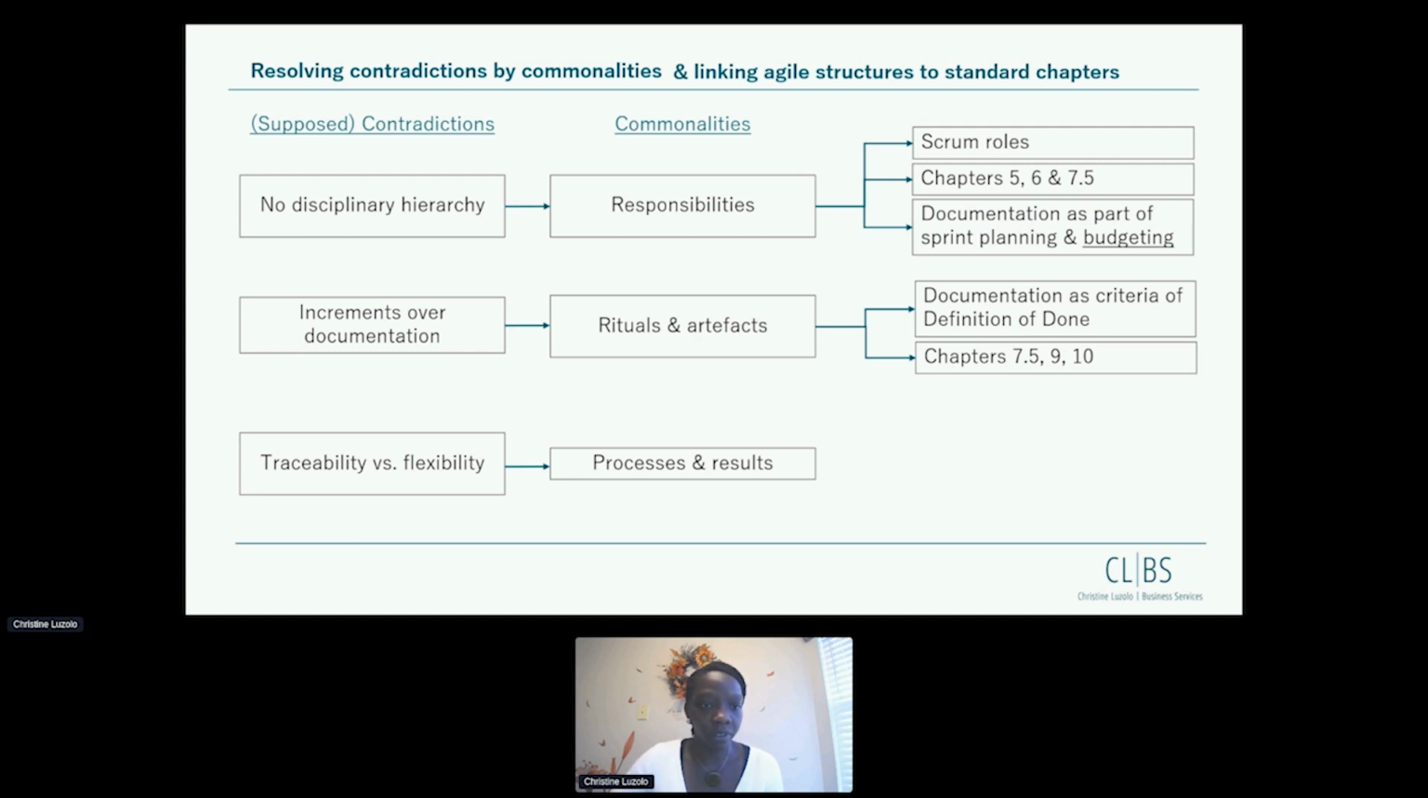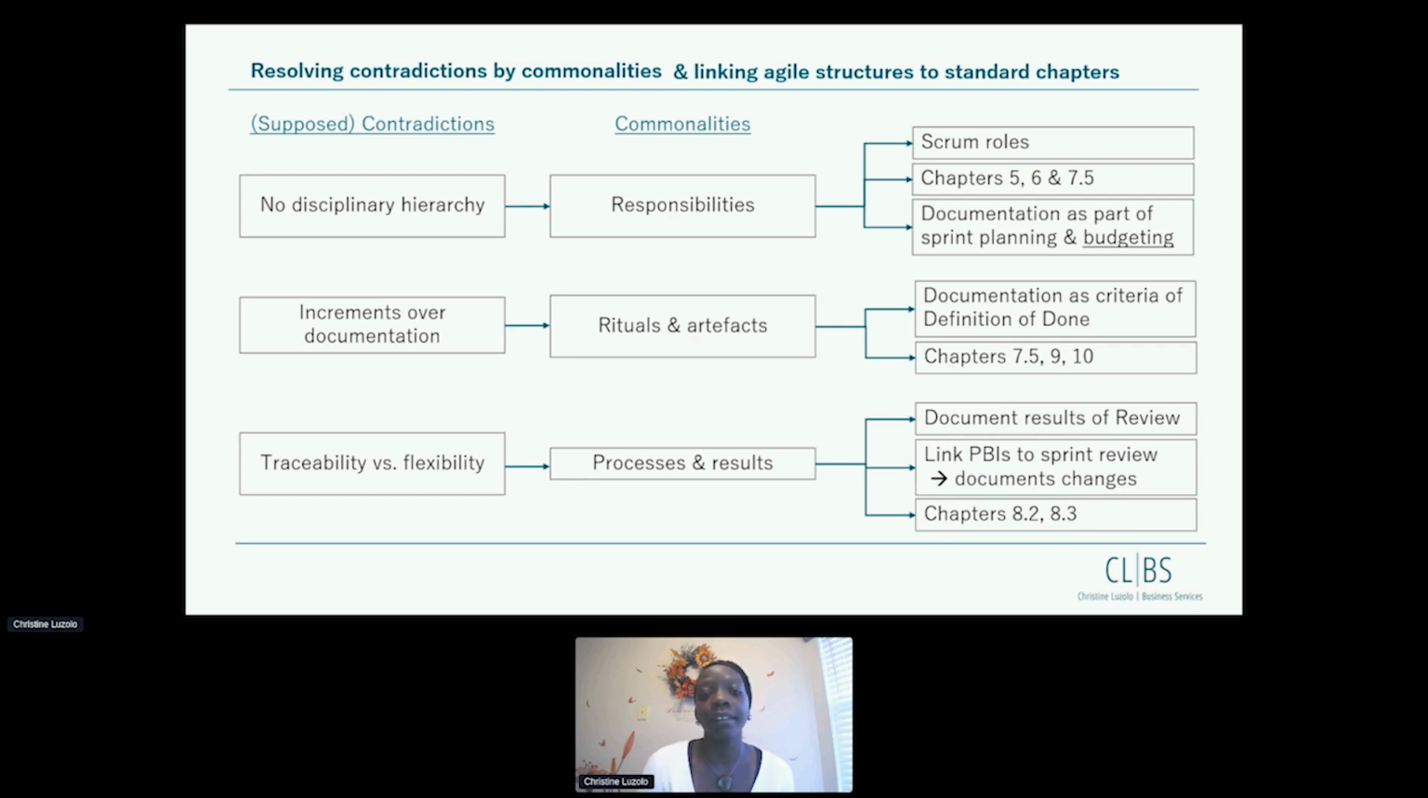And then we have traceability versus flexibility. There we have the processes and the results. And here I think it is very important to, as I said, document the results of the sprint review. And if those results of the sprint review are linked to the product backlog items being used in the upcoming sprint, this is automatically documenting changes. And this then supports chapters 8.2 and 8.3, which is all about where you get the requirements for the products and services you're developing from, and how you actually design the products and services you're offering to the market. Doing it like this will automatically fulfill the requirements of chapters 8.2 and 8.3.